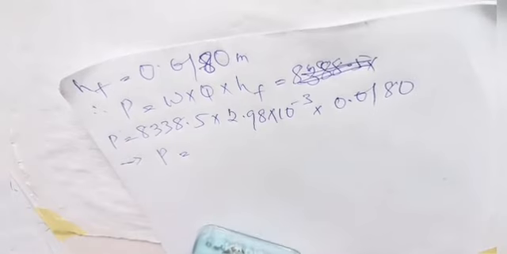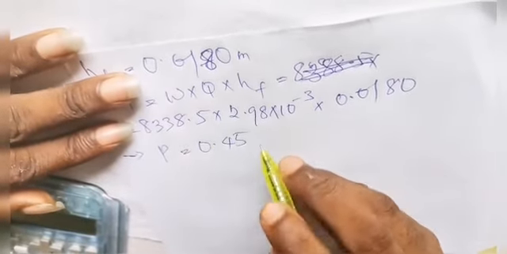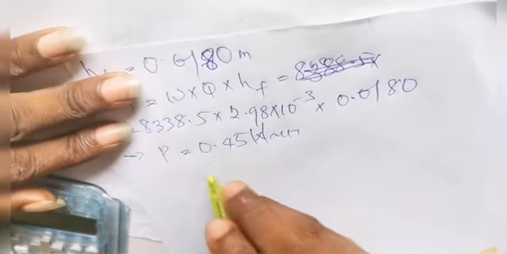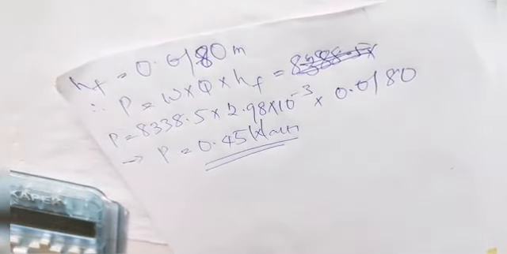So let's multiply everything all through. 8338.5 multiplied by 2.98 exponential minus 3 multiplied by 0.0180 gives us 0.45. Alright, so this is the power required to maintain the flow.